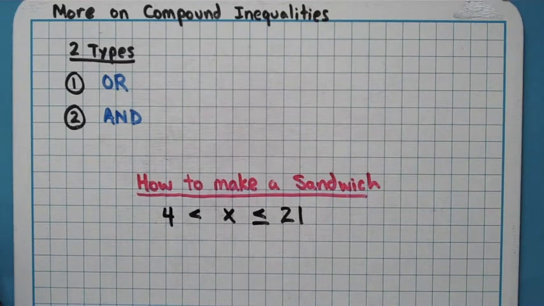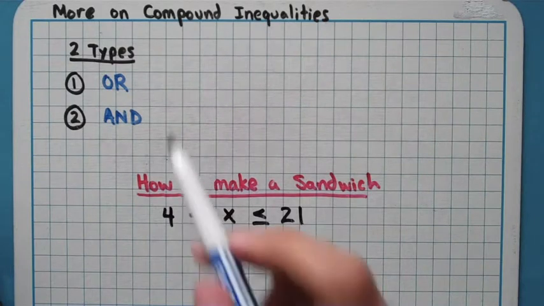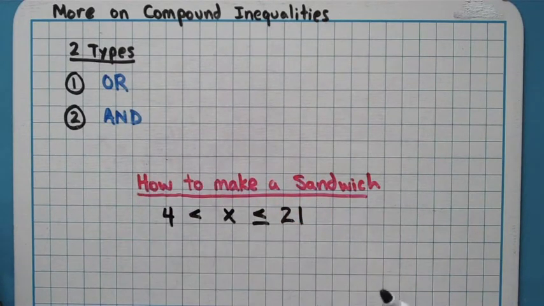So, in a previous video, I showed you guys what compound inequalities were and we learned how to graph them. I want to spend a little more time getting a better sense of what they actually mean and how they're used in problems in this video. There are two types of compound inequalities. Compound inequalities are when you have two or more inequalities at the same time.